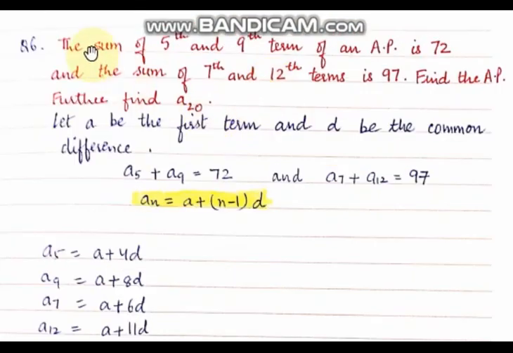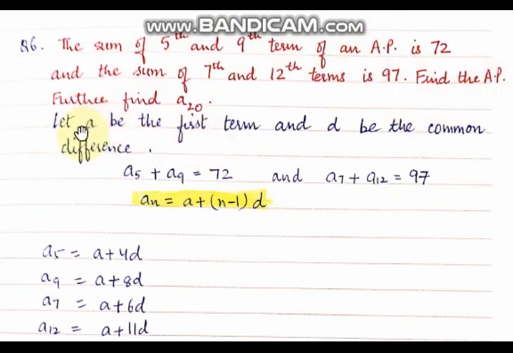Let's have another example. Here I have the sum of the 5th and 9th term of the AP as 72. Further, the sum of the 7th and 12th term of the same AP is 97. So in this kind of question, what are we given? The terms are just related, and we are basically talking about the sum of the 5th and 9th term. So please read this step carefully. We don't know what the AP is in this situation.